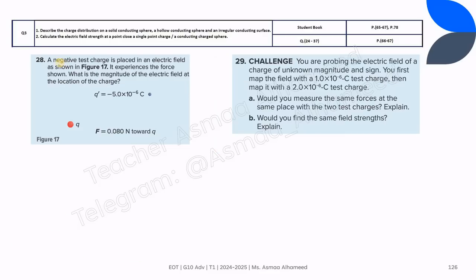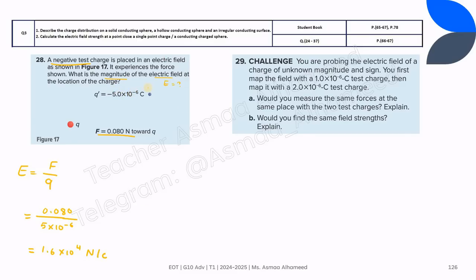Calculate the third one. Here we have a negative test charge which is placed in an electric field as shown in the figure. It experienced the force as shown. Here is the force. What is the magnitude of the electric field at the location of the charge? So here we say E is equal to F over Q. Now we need to find E. How much is the force? 0.080 Newton divided by, we do not put the negative sign, so only 5 times 10 to power minus 6, and the electric field will be 1.6 times 10 to power 4 Newton per Coulomb.